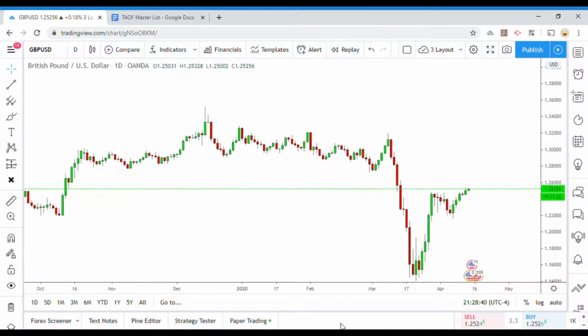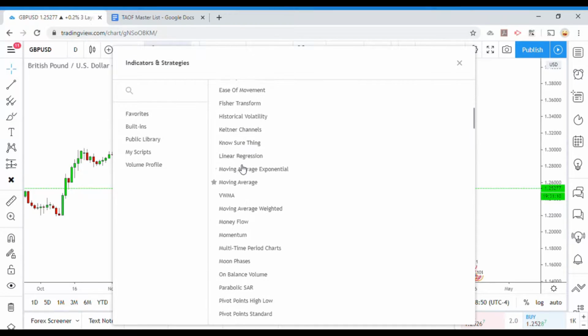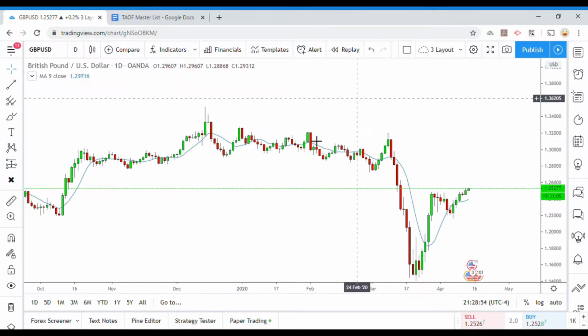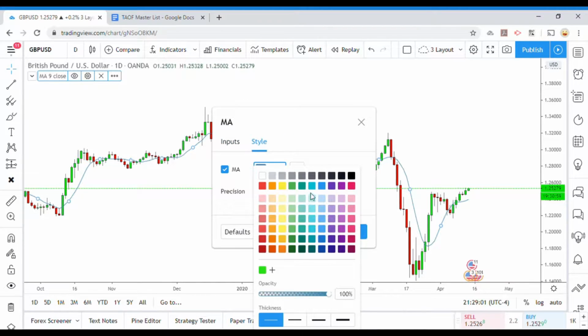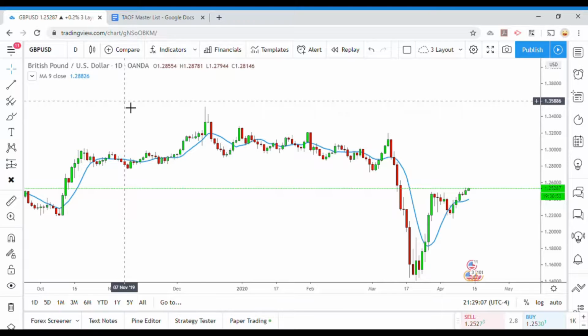Alright, now that we have all that out of the way, let's get to the indicator of the day. We are going to test moving averages. First and foremost, we are going to test just a standard, everyday, regular moving average.